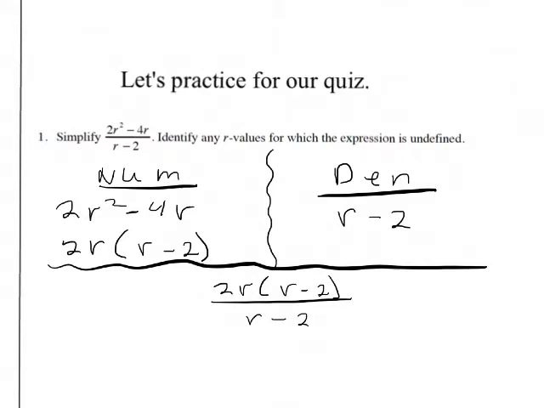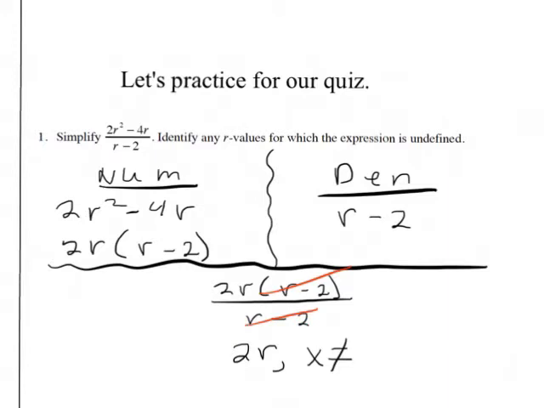Now let's look to see if there's anything that'll divide out. Yes, I have an r minus 2 on top and an r minus 2 on the bottom, so we can divide out. That leaves me with an answer of just plain 2r. Now we have to find where the rational expression is undefined. I do that by taking a look at my denominator and asking where this denominator would be undefined.